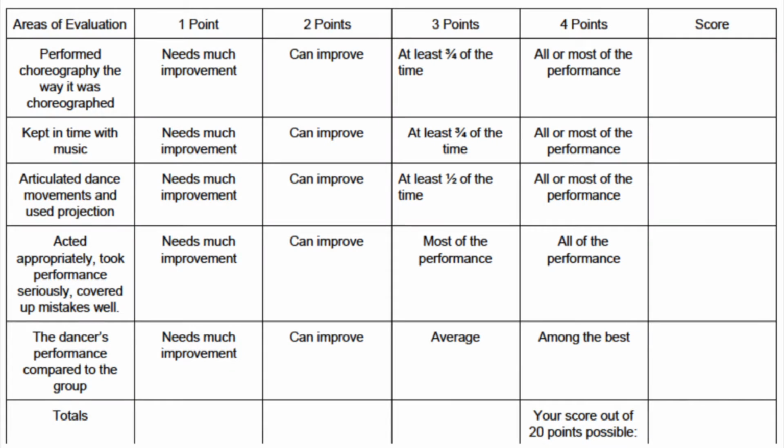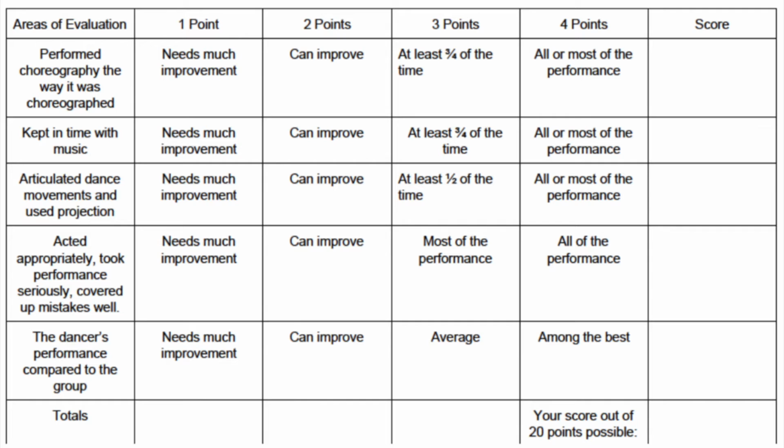So this one had 5 criteria. The criteria were: performed choreography the way it was choreographed. Okay. Kept in time with music. Okay. Articulated dance movements and used projection. Again, I just pulled this off the internet. I just saw it and thought it was pretty bad. Or not bad, but just ineffective. Acted appropriately, took performance seriously, covered up mistakes well. I found that one pretty interesting. The dancer's performance compared to the group. Now, I've never done one like that.